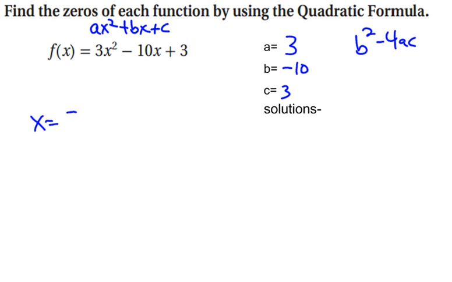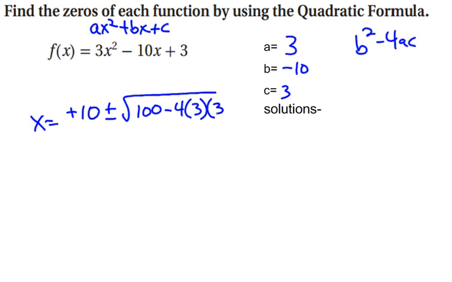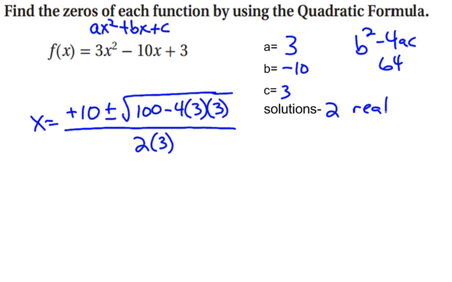So x is equal to negative b, which is the opposite of negative 10, so that's positive 10, plus or minus the square root of b squared, which is 100, minus 4 times a times c. And that's all over 2 times a. So that b squared minus 4ac, that's 100 minus 36, which is 64. So that's a positive 64, so that means that it has two real roots. So we know that just by looking at it.